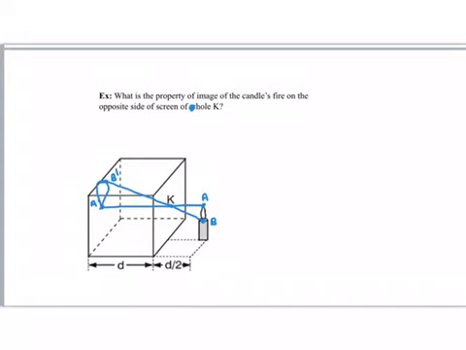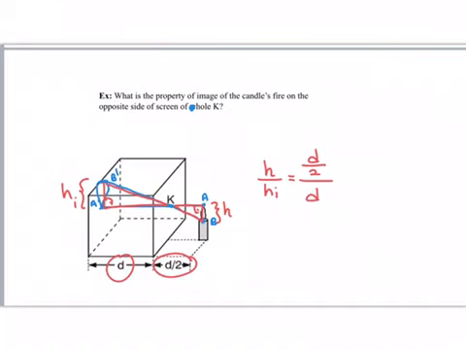So let's find the height of the image. Let's say the height of the flame is h. From the similarity of this triangle to this triangle, the height of the object over the height of the image should be equal to the distance of the flame to the hole over the distance of the image to the hole. So the height of the image will be 2 times the height of the real flame.